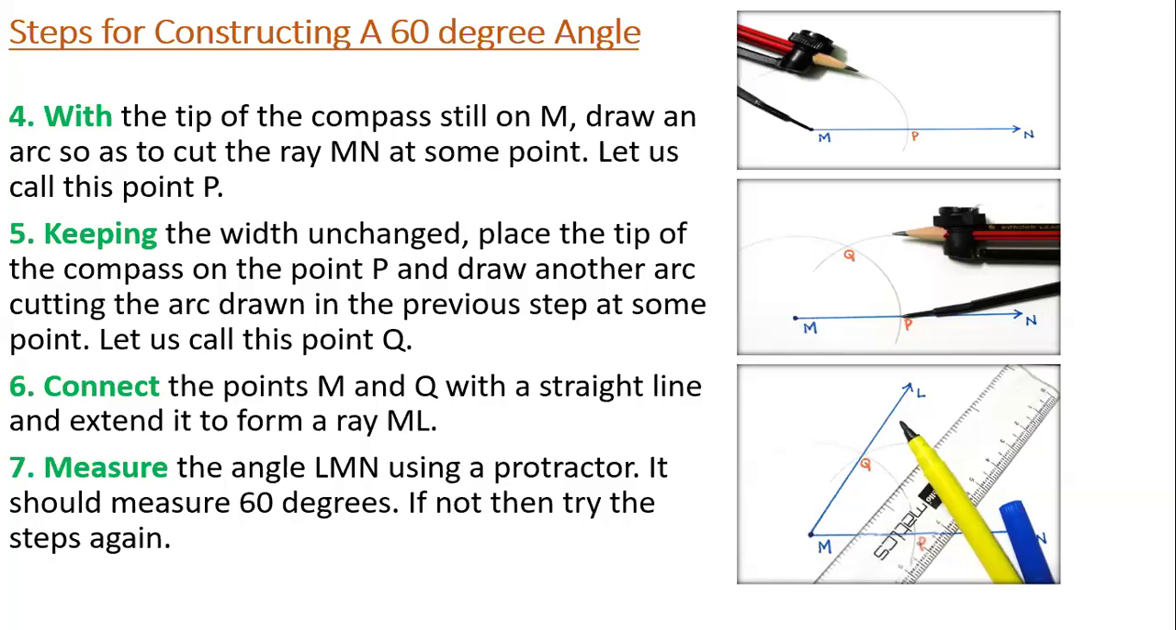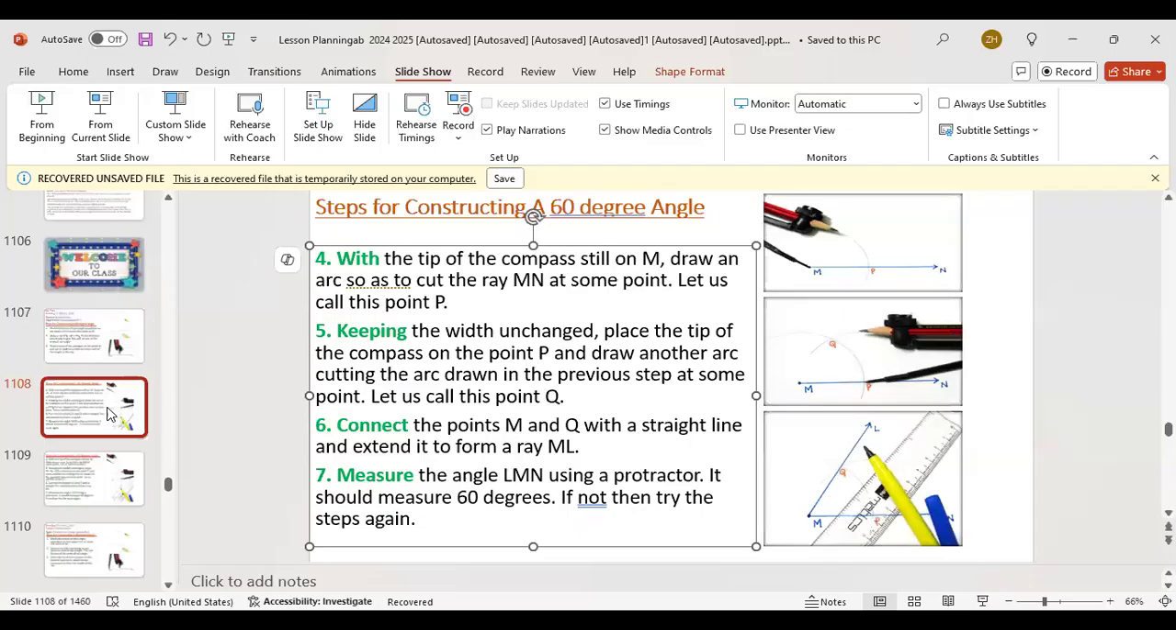All right, so let's move on from this. And so that's constructing a 60-degree angle. I think the next thing we're gonna do is learn how to bisect angles. That'll be a good thing to do. How to bisect angles.